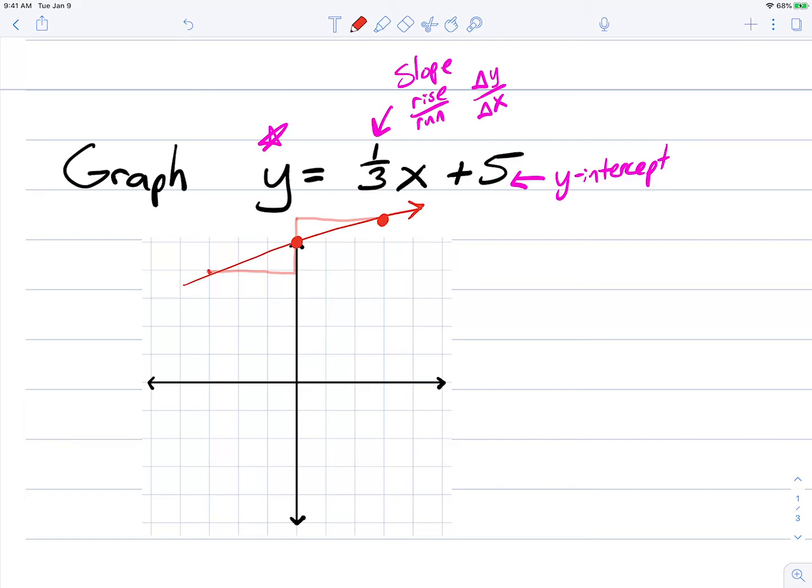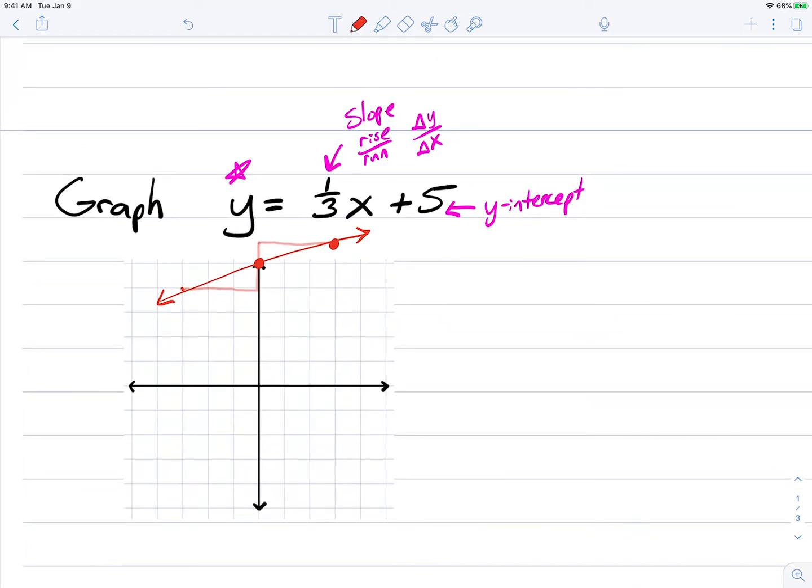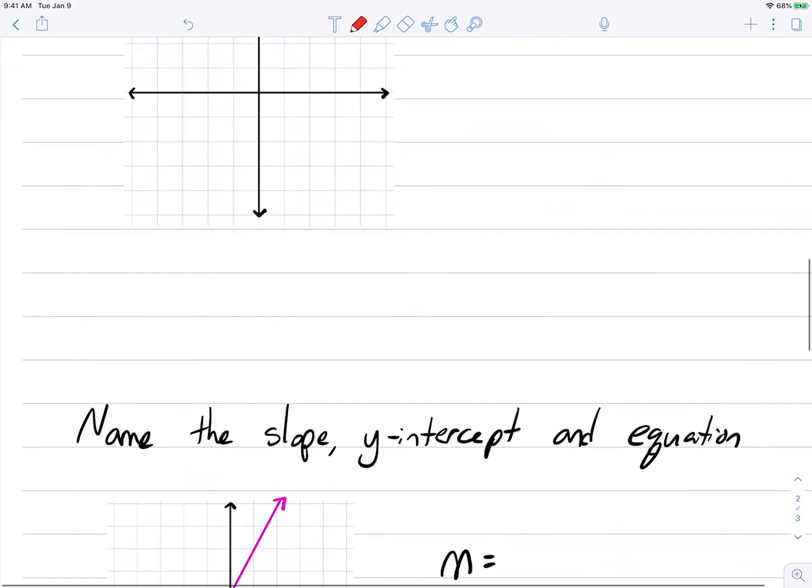Okay. So there's my graph. Now, if you don't have graph paper, that's fine. Sketch the graph. It does not have to be beautiful and exact. Mine's not beautiful and exact. It's totally okay. If you have graph paper, awesome. If you want to print out graph paper, that's fine, but you don't have to.